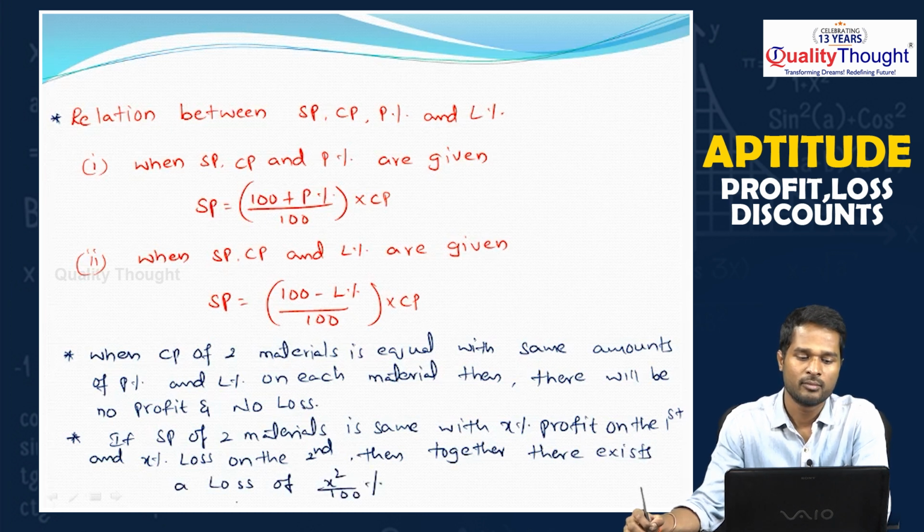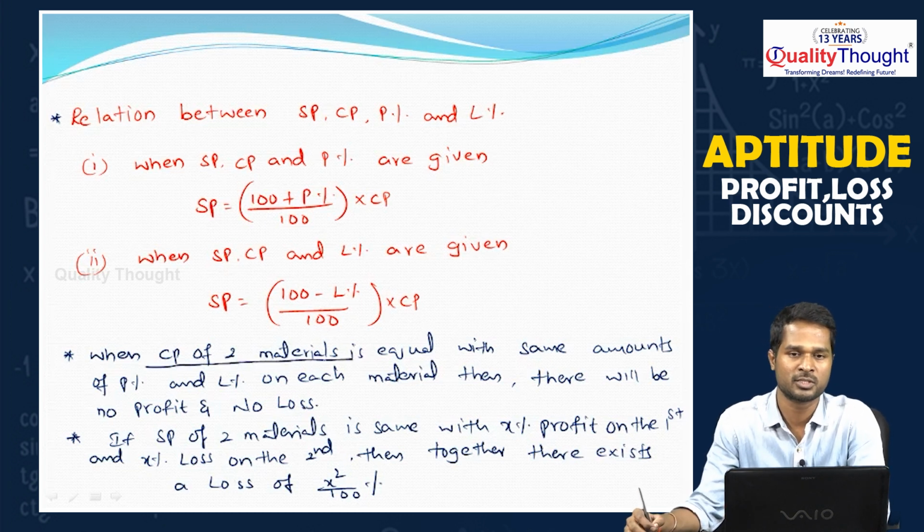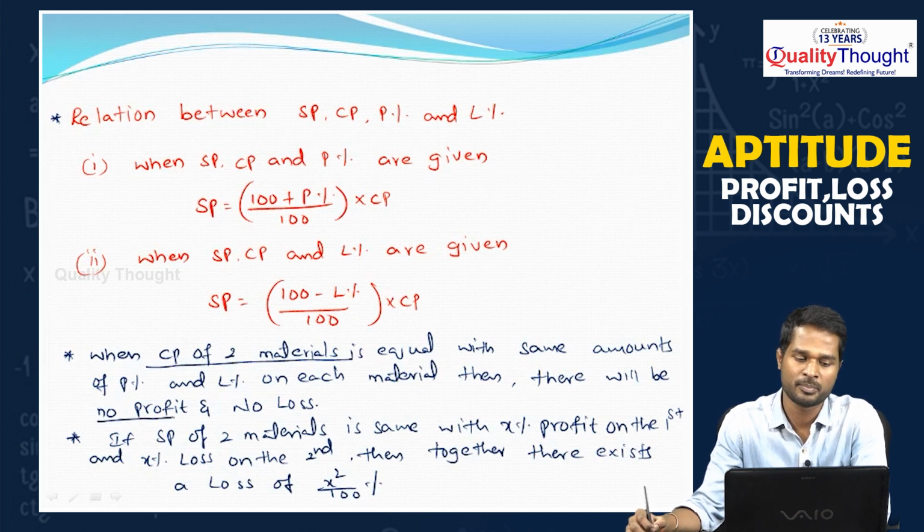So, remember, whenever the cost price is equal and there is the same profit percentage and loss percentage on each item, you will get no profit and no loss. When you have the same selling price of materials with x percentage profit and x percentage loss, then on both materials together there will be a loss of x square by 100 percentage. Remember these two things, it is very important. You will get questions on this, and for the first one no need to solve it. For the second one you will get a loss of x square by 100 percentage.